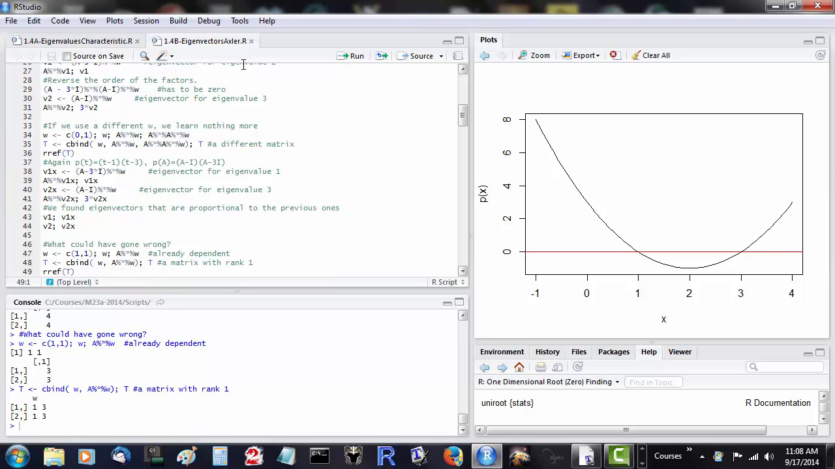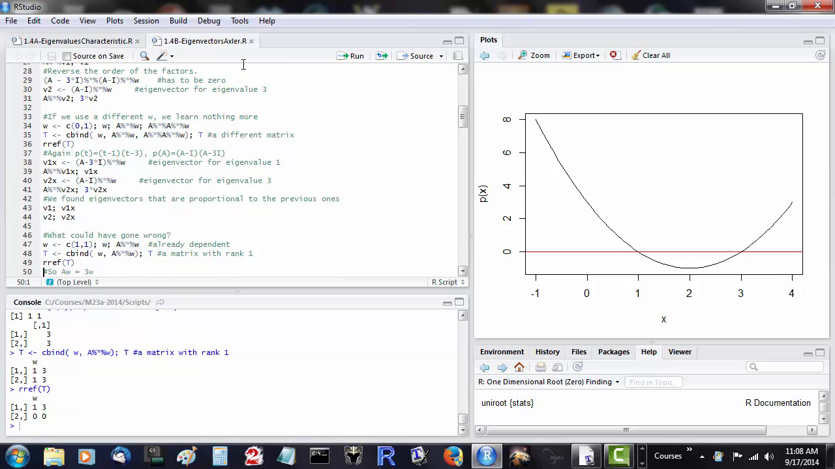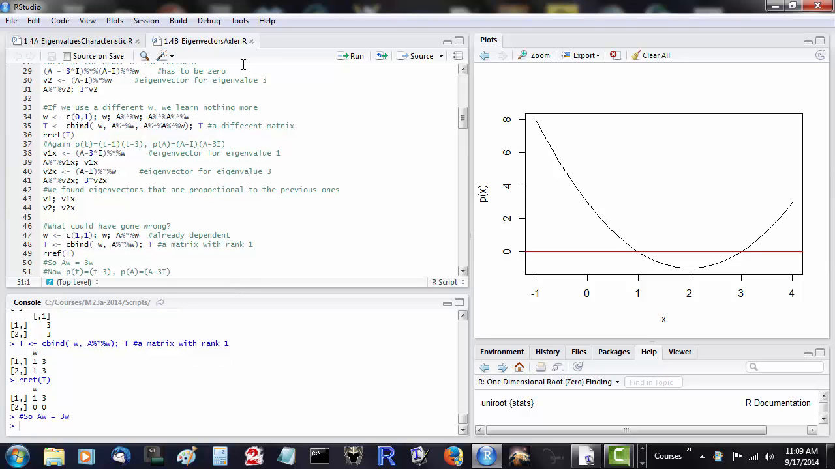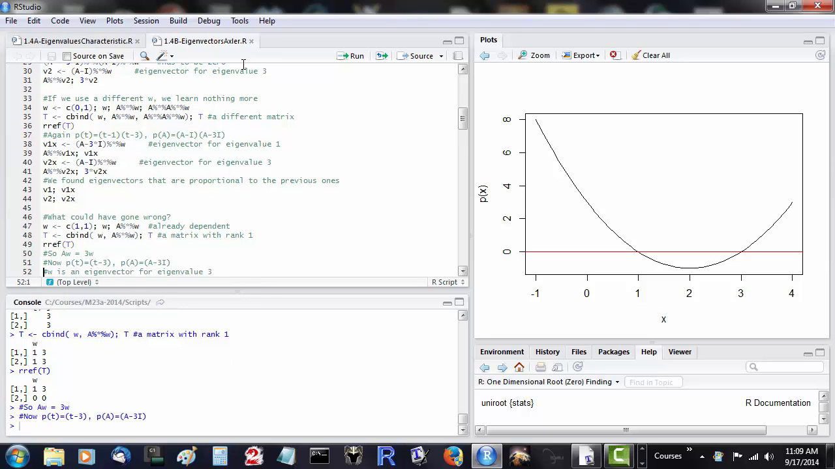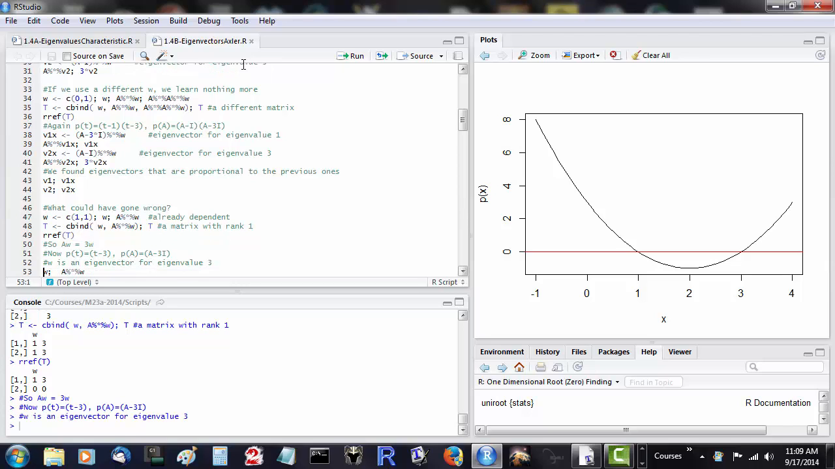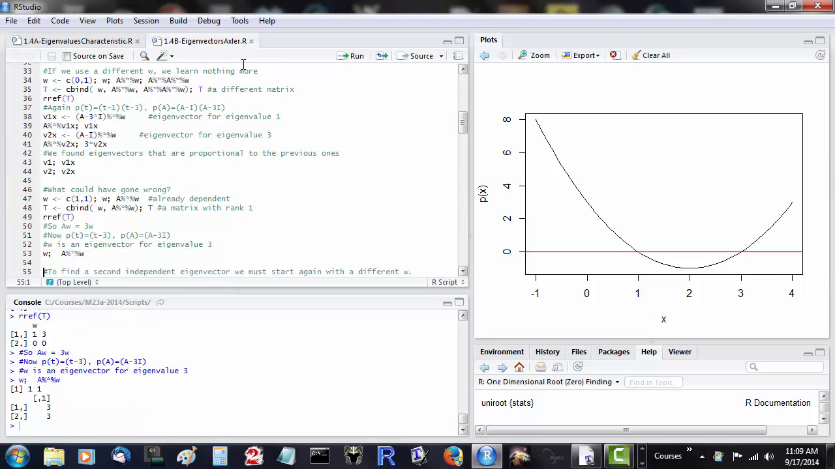Now there's a matrix that is really easy to row reduce. Subtract the first row from the second row, get a row of zeros on the bottom, and the top row tells me that A times W equals 3 times W. So my polynomial in this case, as a polynomial in A, is A minus 3I, and I see that W is an eigenvector with eigenvalue 3.